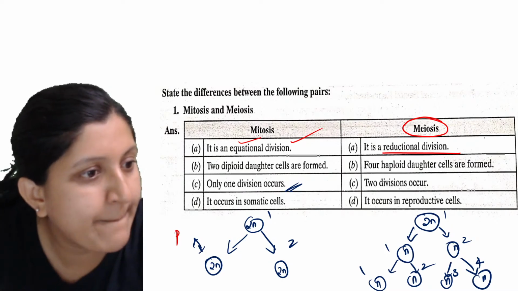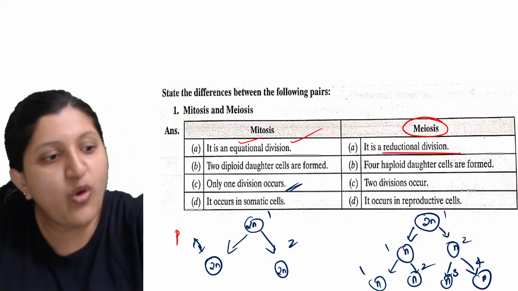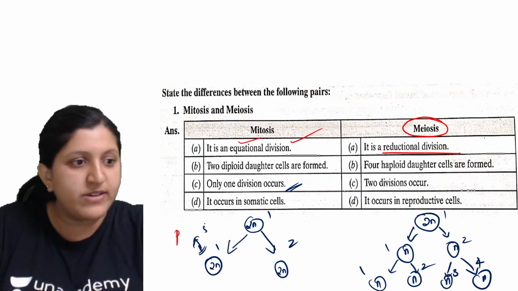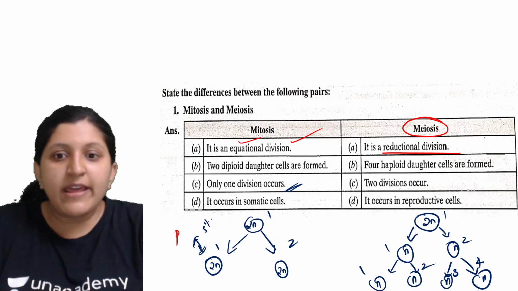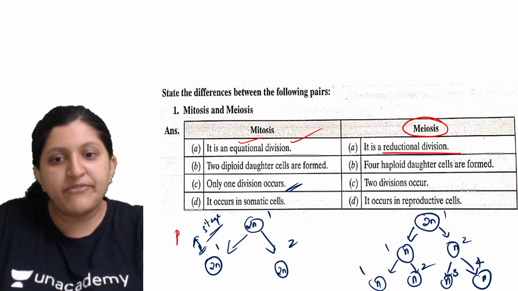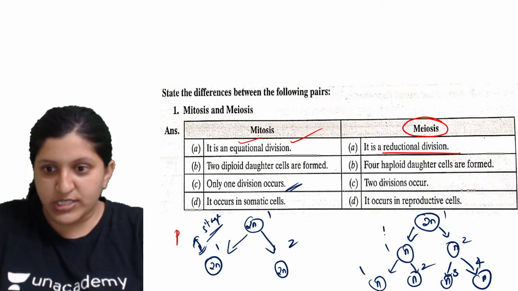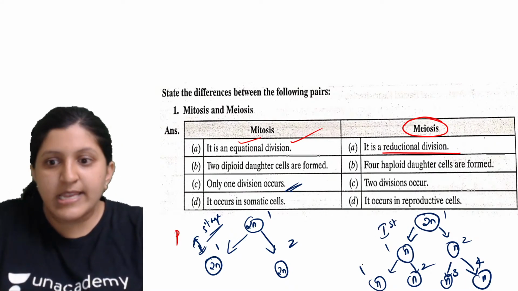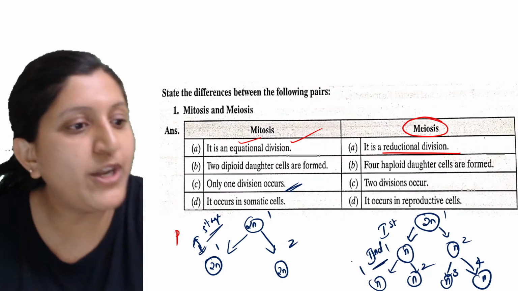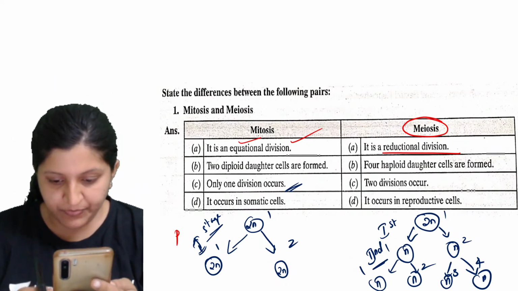Only one stage, this occurs in only one stage, that is the first stage itself. So there are no further divisions over here, only one division you can see. So this meiosis occurs in 2 stages. There is the first stage, and then there is the second stage of cell division that you can find.